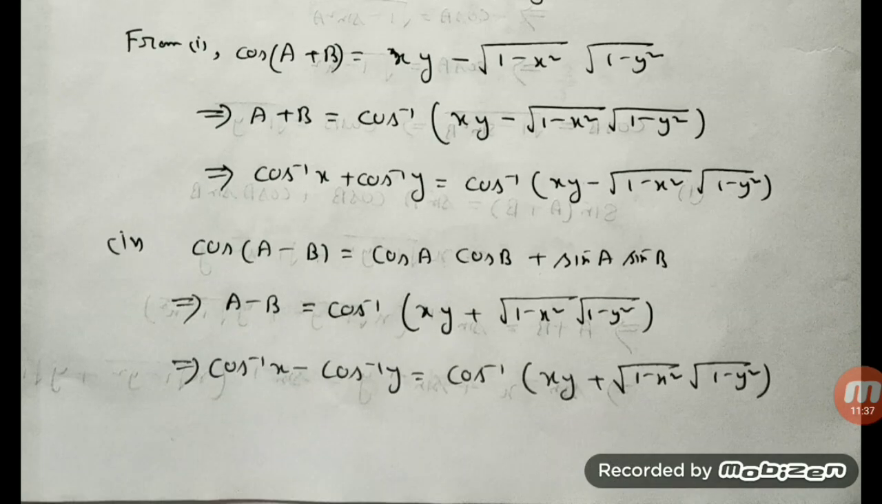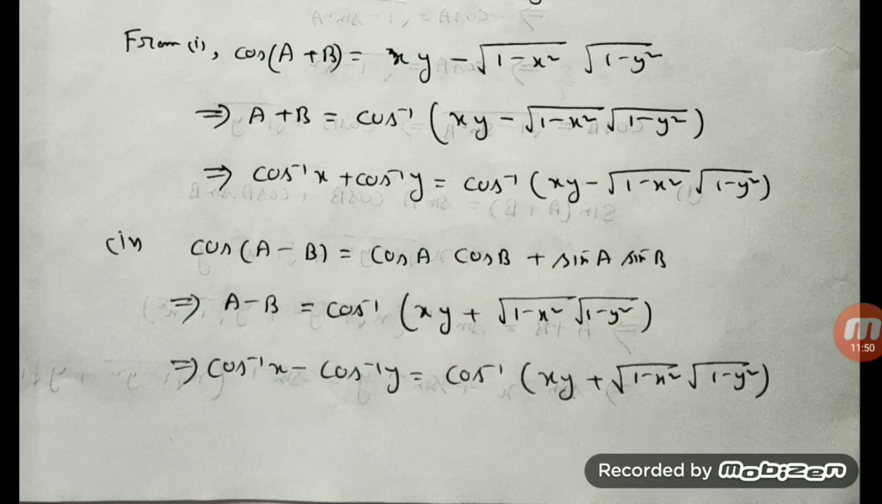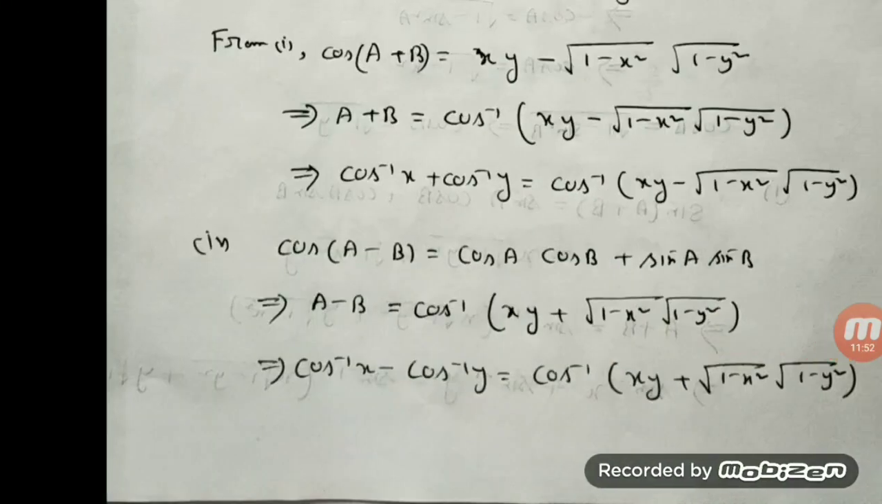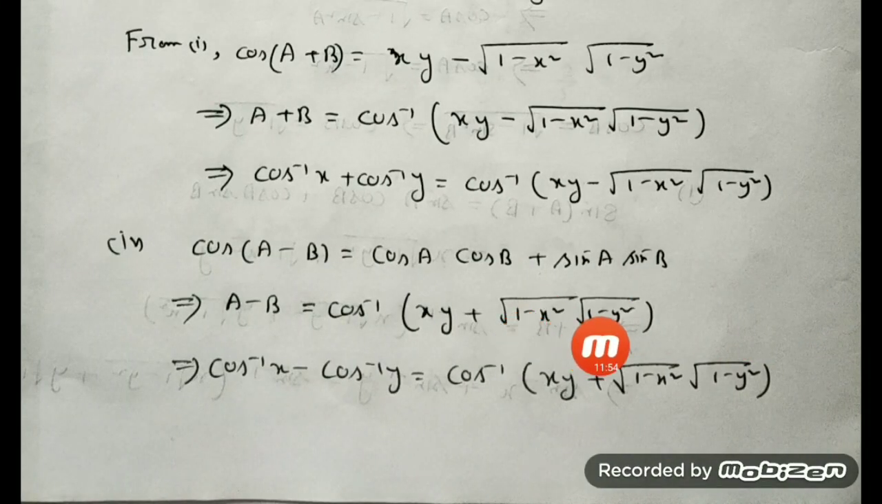Similarly, for the fourth one, the substitution is the same. The formula is cos A cos B plus sin A sin B. We know that in the case of cos, for the difference of the terms, we have positive here. So again substitute as earlier: cos A is x, cos B is y. Then similarly, sin A is under root of 1 minus x square, and sin B is under root of 1 minus y square. Bring it to the left side and substitute back. This completes the proof of these 4 questions.